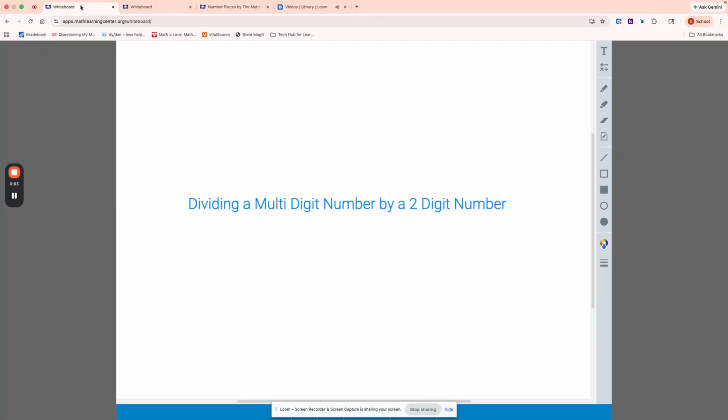Hey there. All right, we're going to get started. Today, I want to take you through dividing a multi-digit number by a two-digit number. So, we're going to start off with something that's maybe not as difficult. Let's get warmed up first.